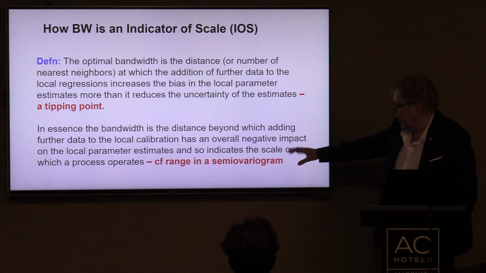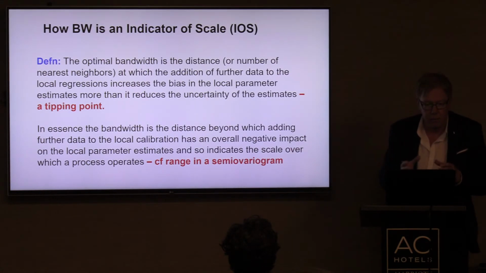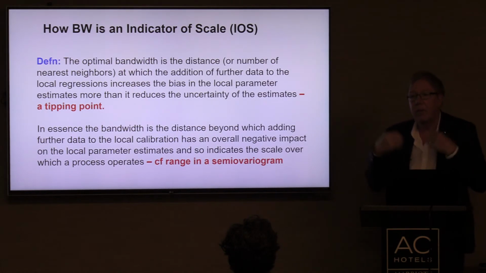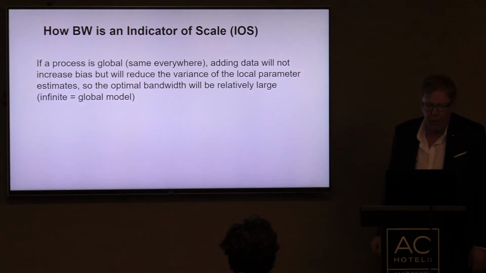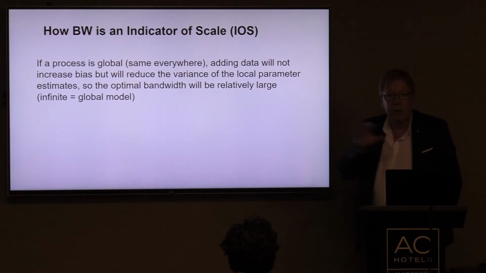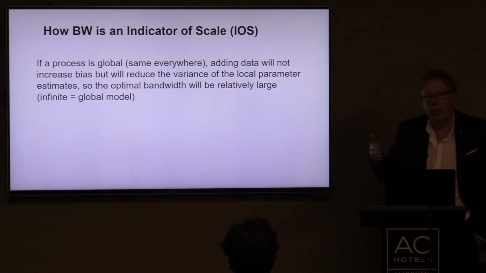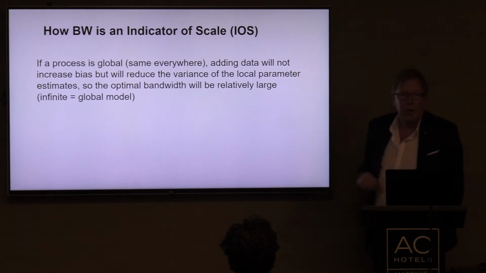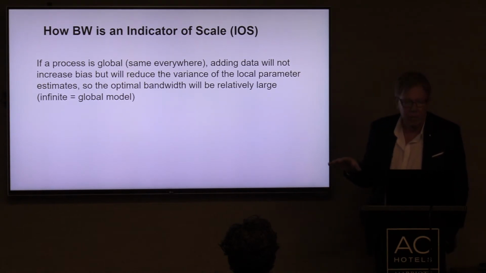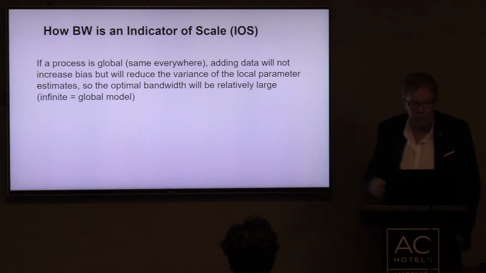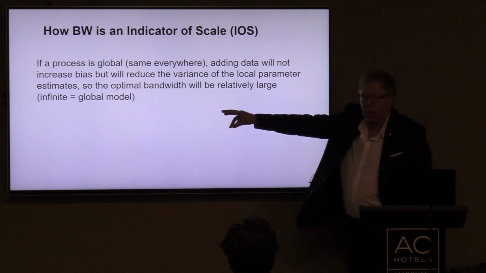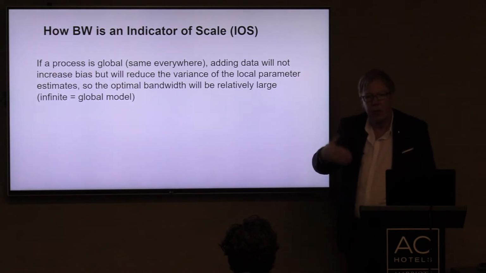It therefore indicates the scale over which a process operates. It's the equivalent of the range in a semi-variogram, only this is for processes. If a process were global, it's the same everywhere. Adding data to your local regressions will not increase bias, because the process is the same everywhere, but it will reduce the variance. So the optimal bandwidth will be very large. In a global model, the bandwidth is actually infinite. Everywhere gets a weight of 1.